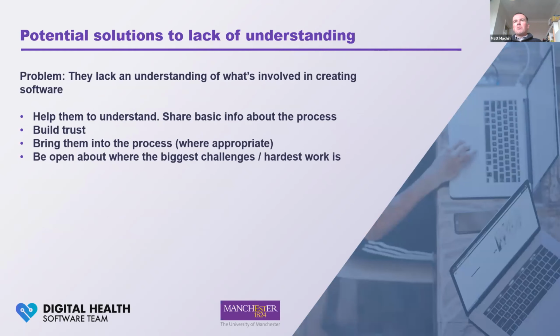And then moving on to the next problem. So a lack of understanding. Most of the people certainly that I work with, and I guess this is the same for many of you, do not have a software background. They don't really have much of an idea at all about what's involved in creating software. And that can create a challenge because it means there's a different understanding between the RSEs and the research team.